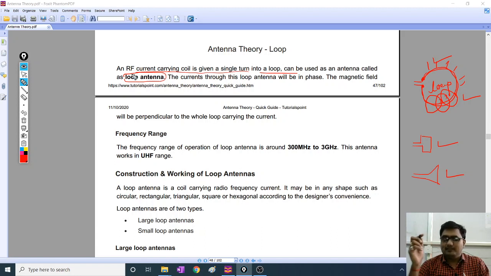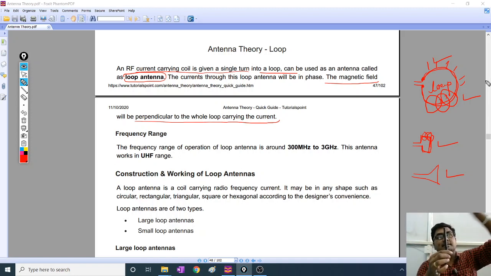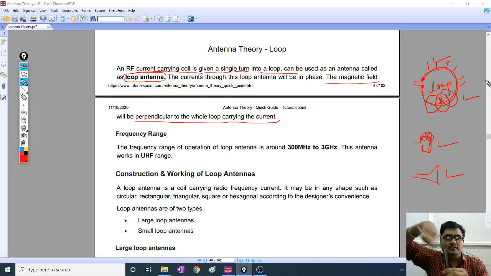Loop antennas. Now see the magnetic field, as I said just now: the magnetic field is perpendicular to the loop carrying the current. This is the loop actually carrying the current. If I consider a square loop, what about the magnetic field? If this is the wire of a loop, which may be bent like a circle or a square, and I consider just one edge of a square, then the magnetic field will be like this, around the conductor. That is what perpendicular means.